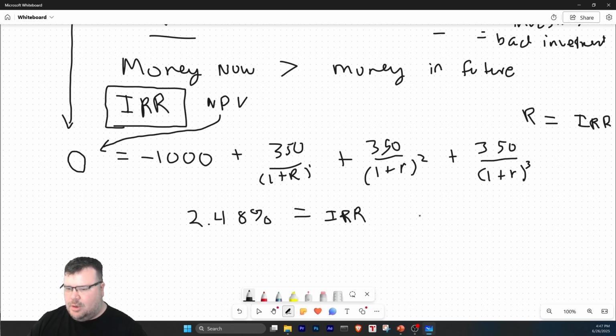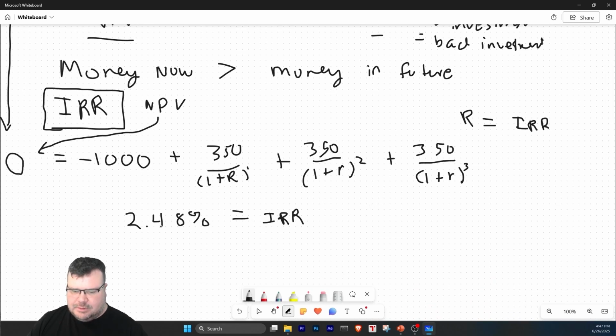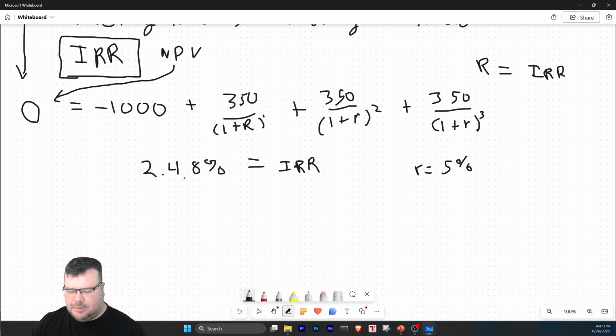So looking at 2.48% internal rate of return, we know the current opportunity cost out in the market is 5%. Or you could call that the cost of capital. You can see that this investment with an internal rate of return of 2.48% is less than the current opportunity cost. So again, this is just another way of saying that this situation that we queued up here is a bad investment.